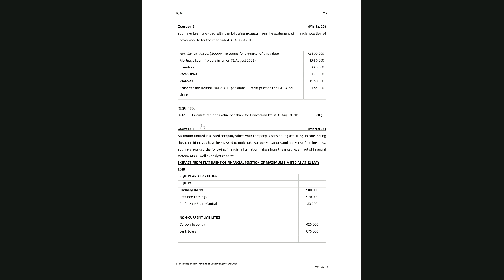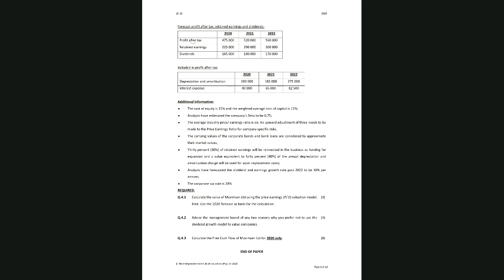Good. And then question 4 for 15 marks. It's a listed company, which means that they have shares in issue, and we are considering buying this company. So we have been asked to undertake various valuations and analyses of the business so that we can take this decision. And we've got the following financial information, equity and liabilities information. And then using that information, I've got the forecast profit after tax, which means for the next 3 years, this is what we're expecting profit, retained earnings, and dividends to be.